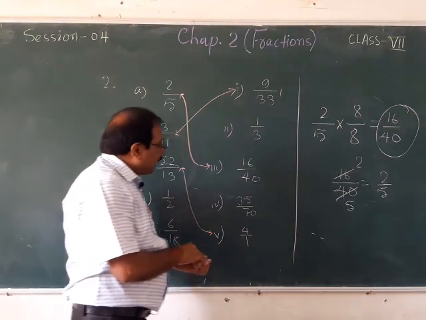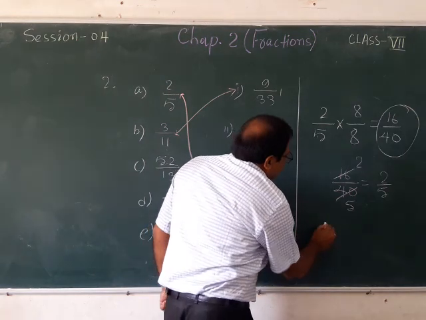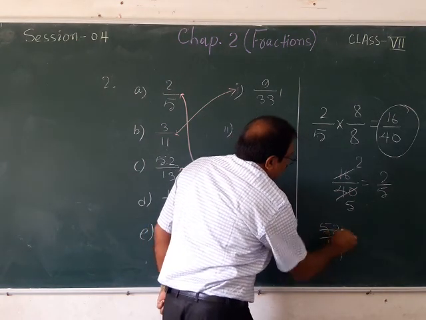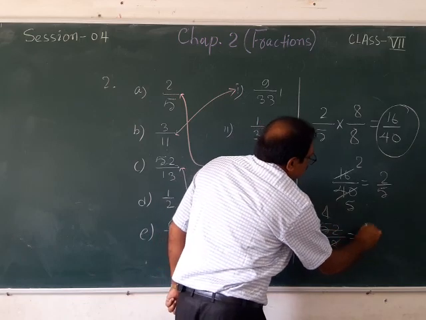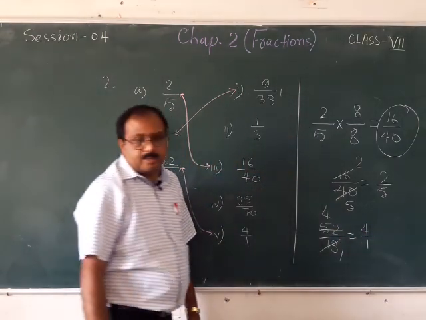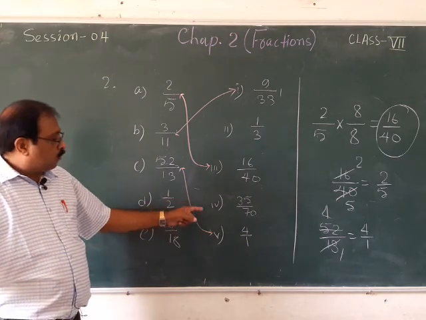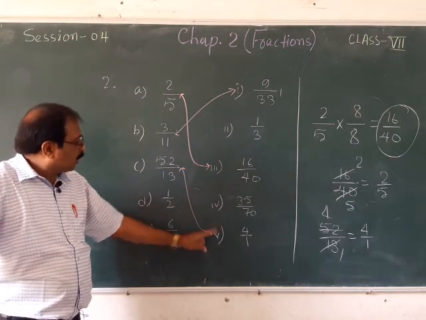How? What I have told, once again I am going to explain here. 52 upon 13, 13 ones are 13 and 13 fours are 52. So it is coming 4 upon 1. So it is clear that 4 upon 1 is coming. That means both are matching.